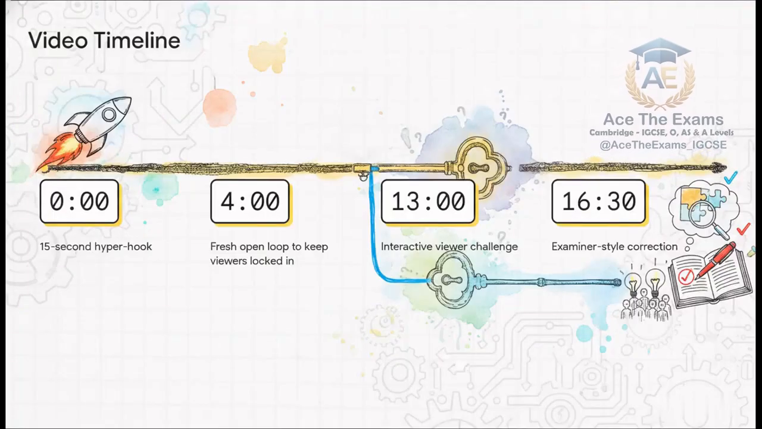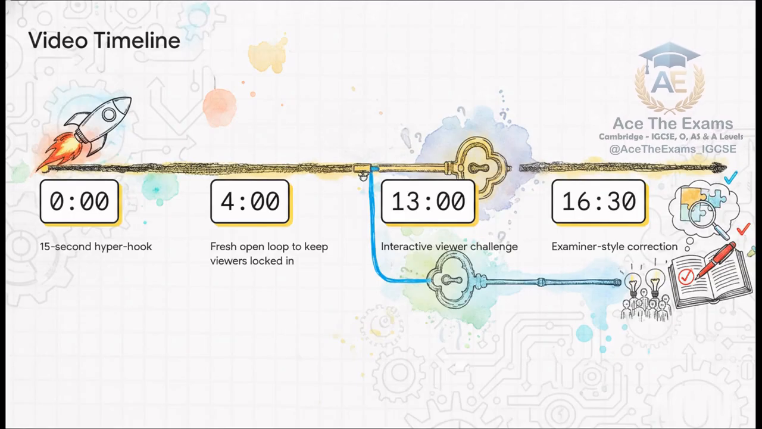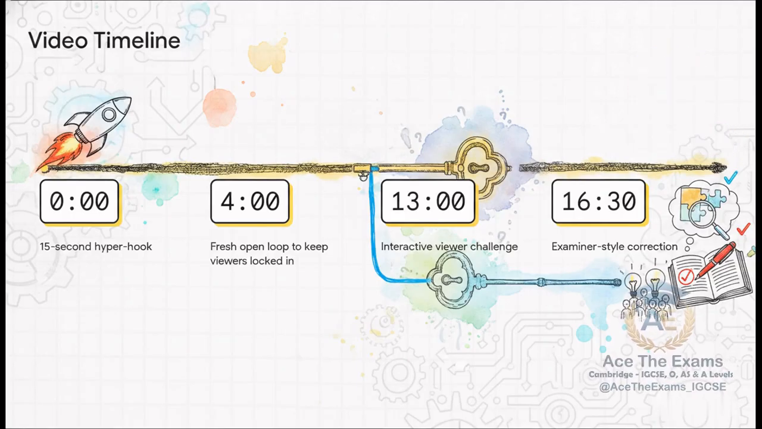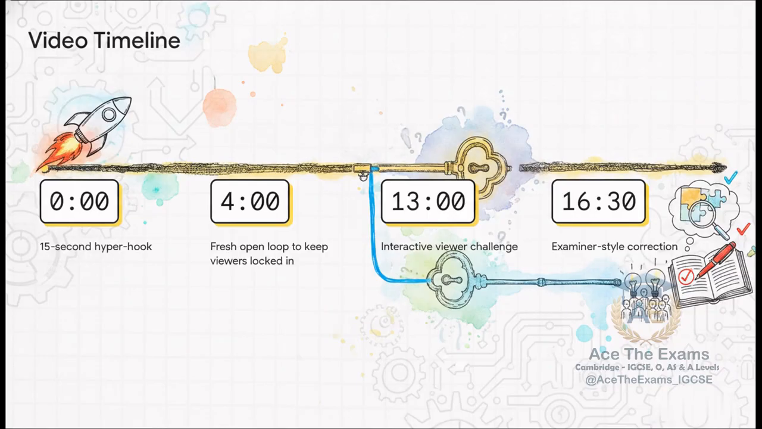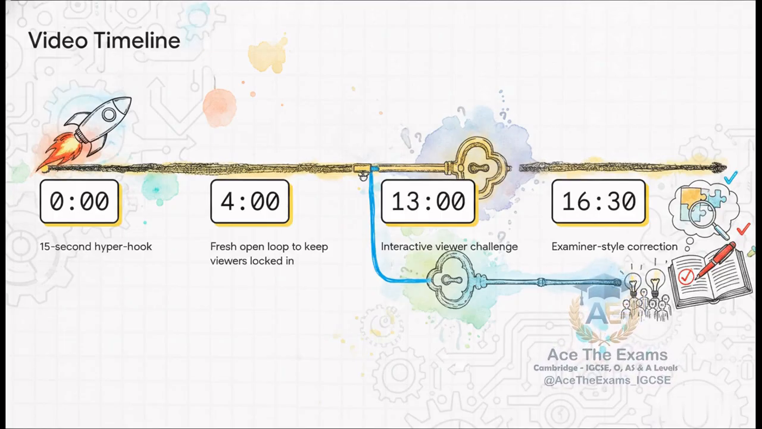Now, this is where the mechanics of attention really take over. So let's pick up the tempo a bit to mirror the strict, urgent pacing of these rules. Just look at this rigidly mapped timeline. At 0 seconds, you have a 15-second hyperhook. Fast forward to minute 13, boom, an interactive viewer challenge, and by 16:30, an examiner-style correction. But the absolute linchpin happens at exactly 4 minutes, the fresh, open loop.